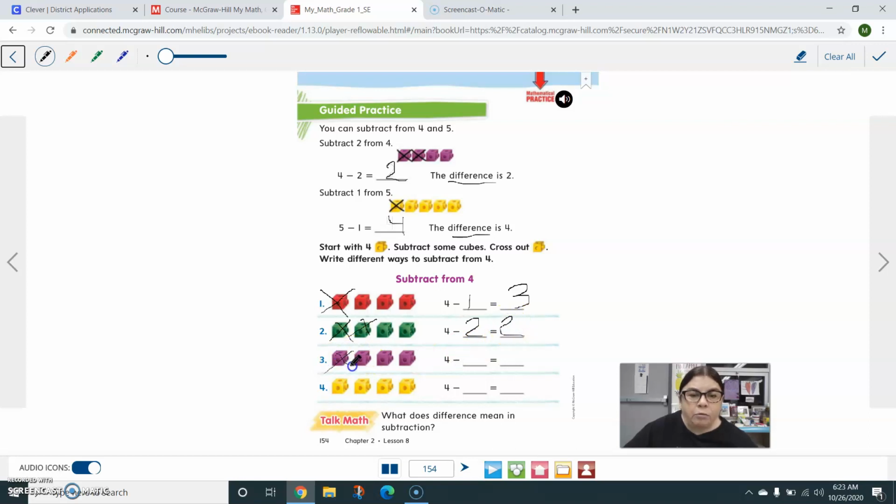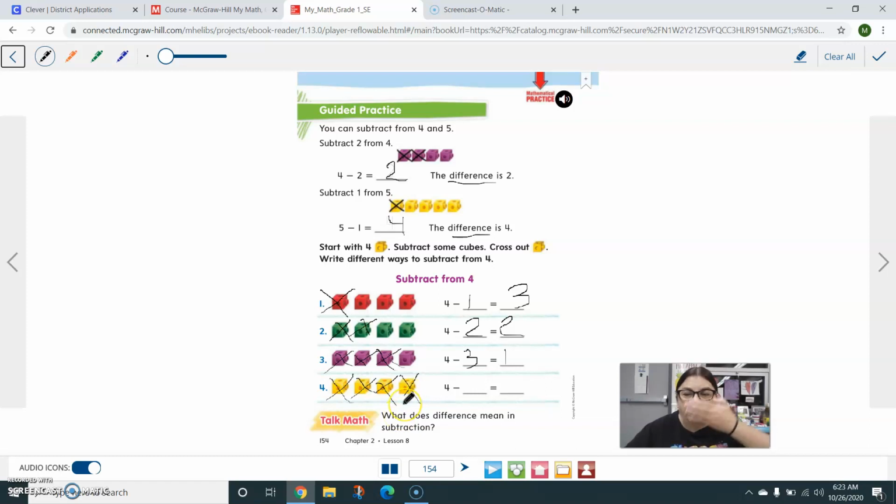This time I'm going to go 3. So 4 minus 3 equals, that's right, 1. The difference is 1. And this time I'm going to do all 4. And remember, friends, we've learned this. When you subtract all, what are you left with?